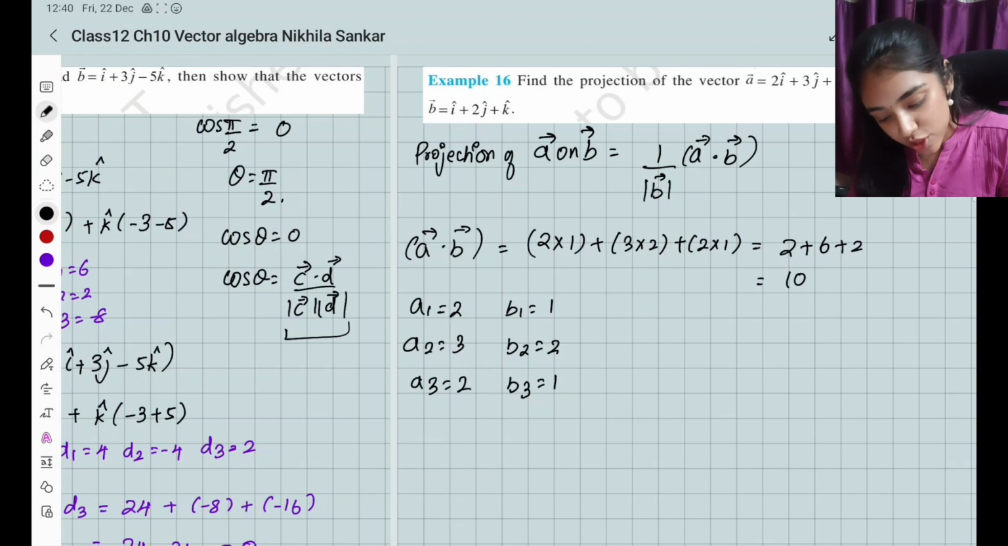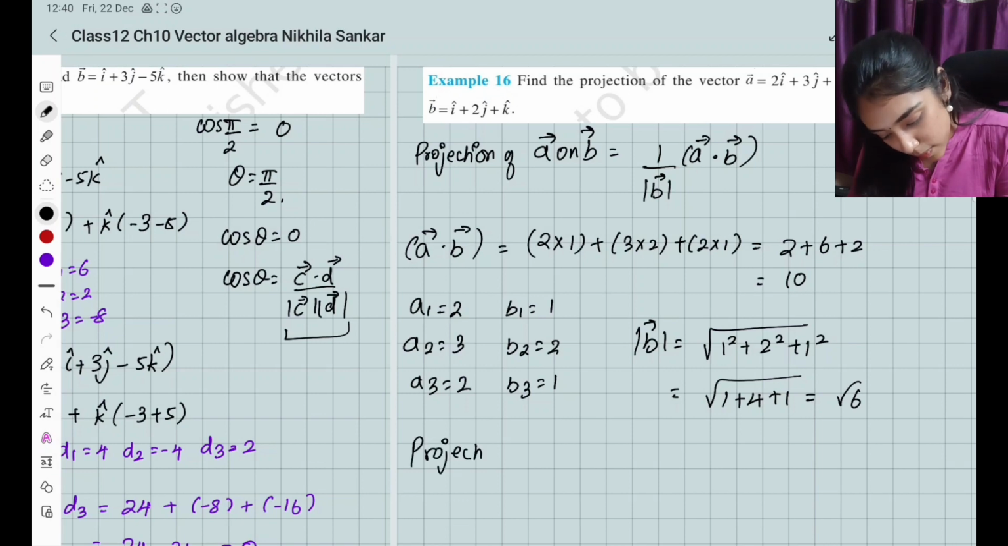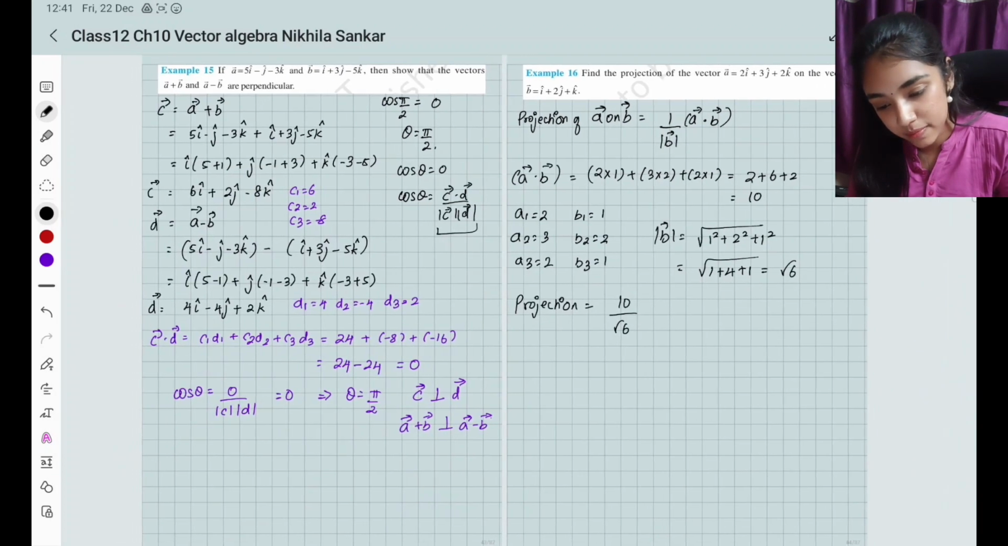A dot B கண்டுபிடிச்சாச்சு. இப்போ magnitude of B என்ன? It is going to be square root of 1 square plus 2 square plus 1 square, which is going to be square root of 1 plus 4 plus 1, which is going to be root 6. So the projection equals A dot B, which is 10 divided by root 6. Okay? Please copy.